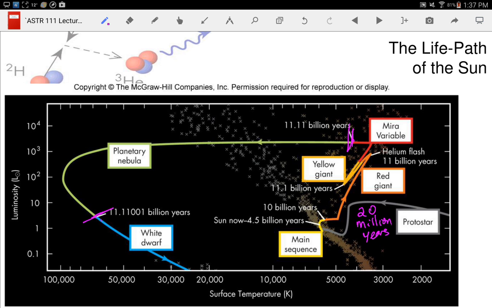And then when the planetary nebula stage is, we're at 11.11001 billion, plus or minus a couple billion. The reason they keep all those digits is for comparative purposes. Then it's a white dwarf, and it starts as a hot white dwarf. Why a hot white dwarf? Because it was a hot star. But over time, it's going to radiate away energy.